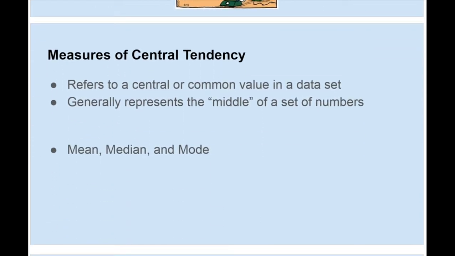Now, measures of central tendency usually refer to a central or a common value in a data set, and it generally represents the middle of a set of numbers, right? All these characteristics or values generally look at what we consider the middle of the set of numbers. And the three measures of central tendency that we're going to look at are mean, median, and mode. And you may have heard these terms before.